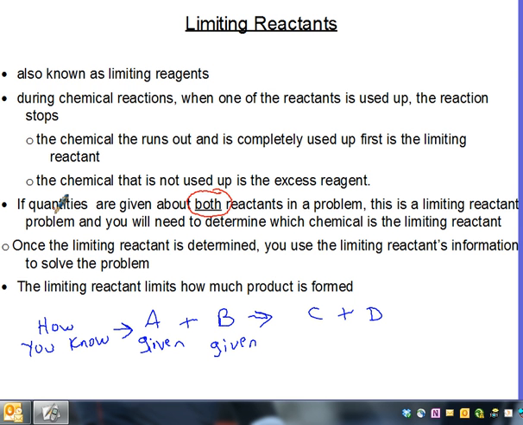Anyway, the limiting reactant limits how much product can be formed. For example, we were talking about tricycles the other day. We were? I was. So in a tricycle you need one frame and, let's just say, 3 wheels to make a tricycle. We'll just leave it at that.